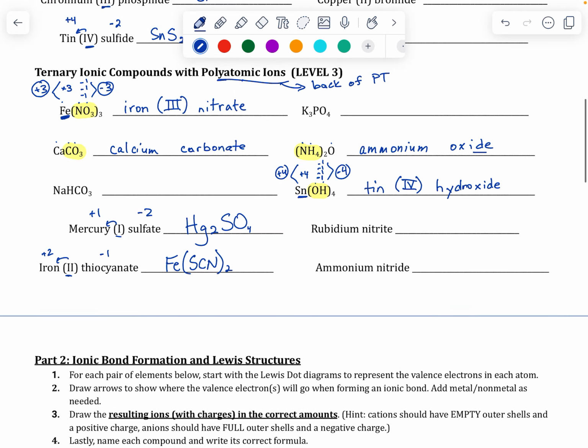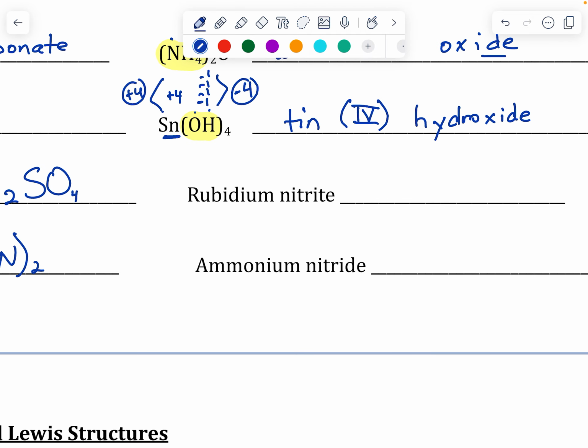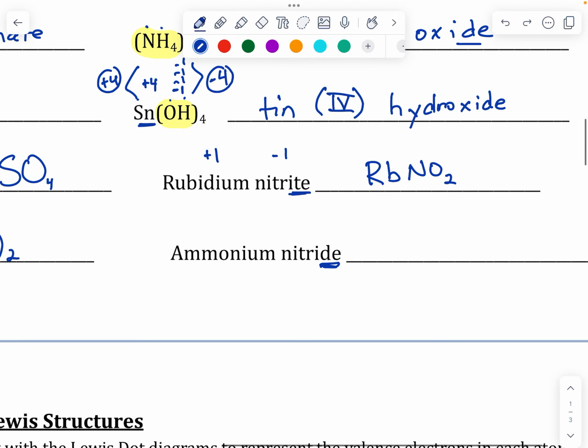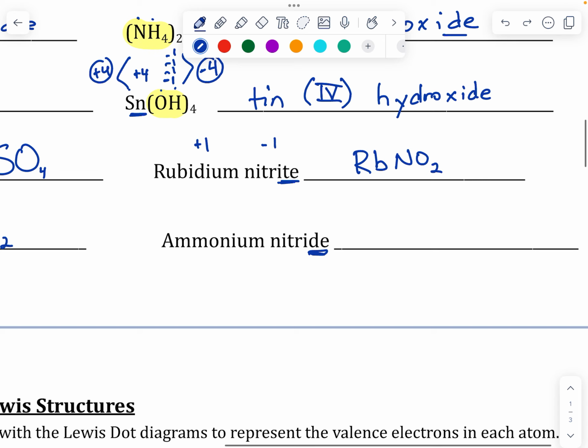All right, so now let's go on to this next one. Rubidium does not have Roman numerals here because rubidium will always have a +1 charge. Nitrite, right? Different than nitrate, different than nitride as well. Nitrite has a -1 ion charge. And so these go together really well. They could just balance each other out, one of each. And the nitrite group is NO2. If you wanted to put them in parentheses, you could, but you have to make sure that you keep that 2 there because it is a part of the group.